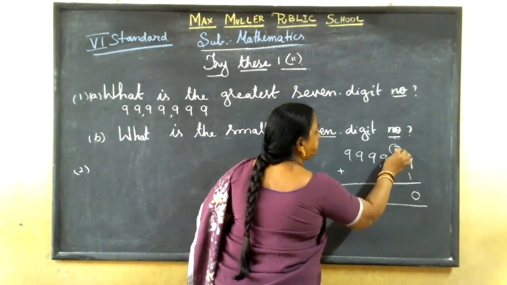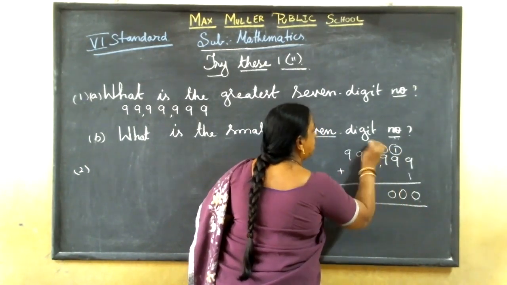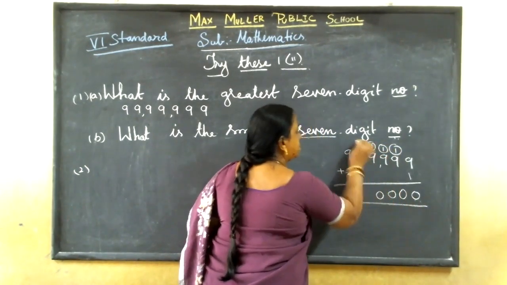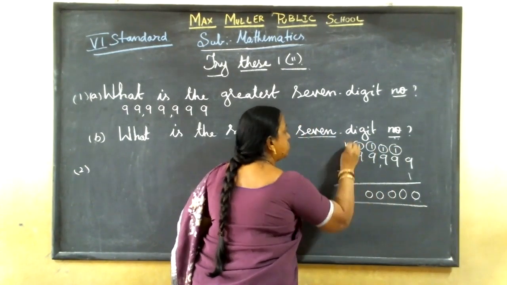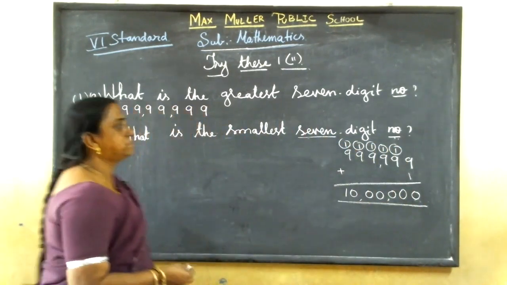9 plus 1, 10. 0, 1 carry. Again 9 plus 1, 10, 0, 1 carry. 9 plus 1, 10, 0, 1 carry. 9 plus 1, 10. So what did we get here? 10 lakh is the answer.